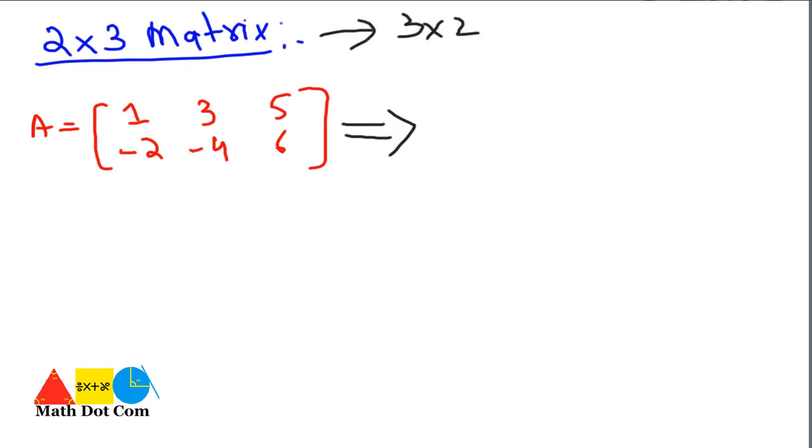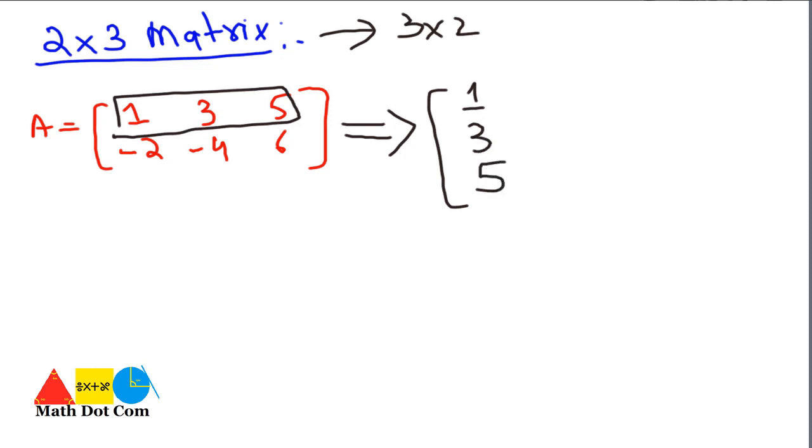It means its rows will become columns and columns will become rows. So you have to change this row into column. Let's write it as 1, 3 and 5. Okay, then next is -2, -4, minus.